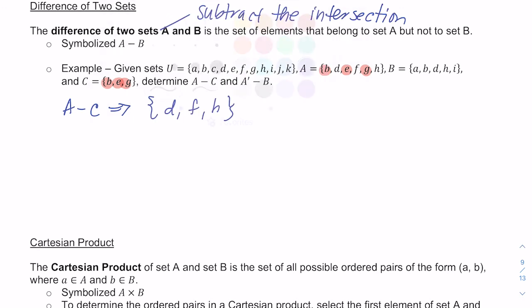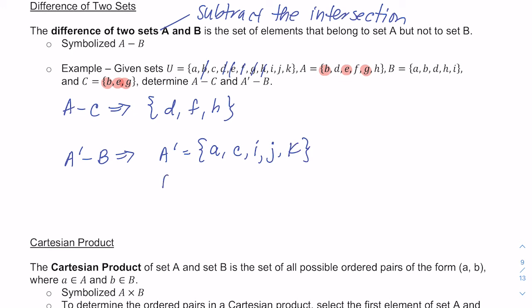In the next example, I'm trying to find A complement minus B. So I'm going to look at A complement. Okay, so what's A complement? A complement is anything that's not in A, that's in the universal set, right? So in set A, I've got a B, so I can't use that, a D, an E, an F, a G, and an H. So A complement would just be A, C, I, J, and K.